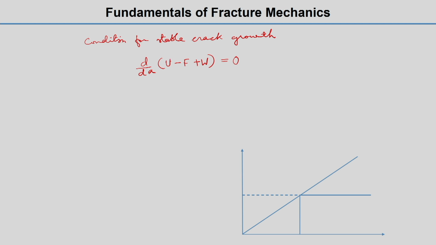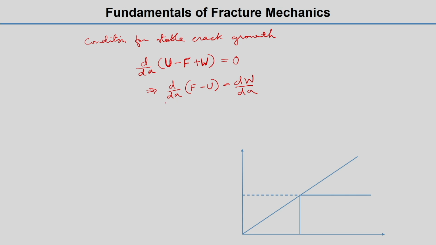This means, as I told you, U is the increase in internal energy, F is the work done by the forces, and W is the energy required for the crack growth. So the external work done by the force P, that means F, should contribute to the increase in internal energy and the energy required for the crack growth. Ultimately, if you rearrange, this will give you an expression like this.